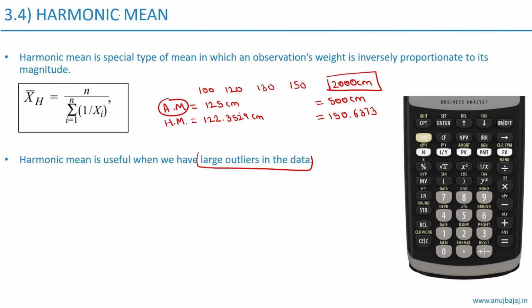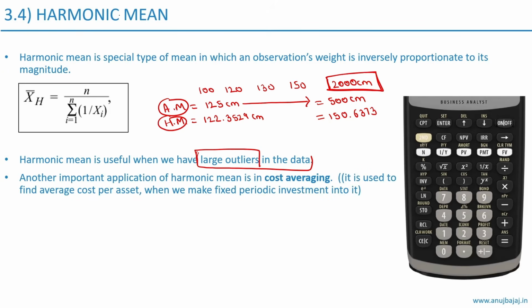As you can see, just by this one extremely large observation, the average height according to the arithmetic mean has increased from 125 to 500 cm. Arithmetic mean is heavily influenced by this large outlier, whereas harmonic mean is not much influenced by this large outlier. Hence, harmonic mean is useful to find the average of the observations when we have large outliers in the data.